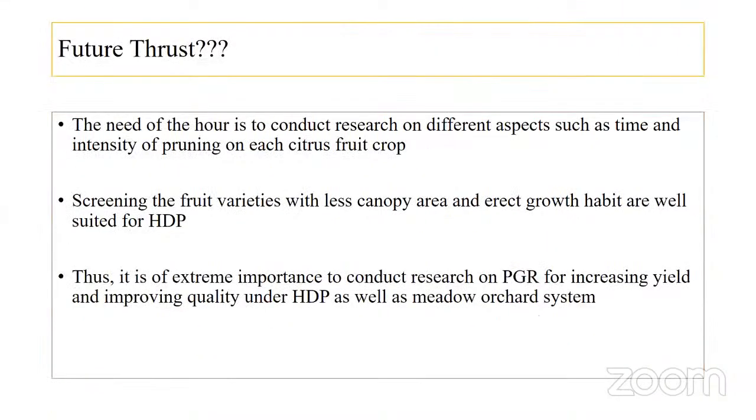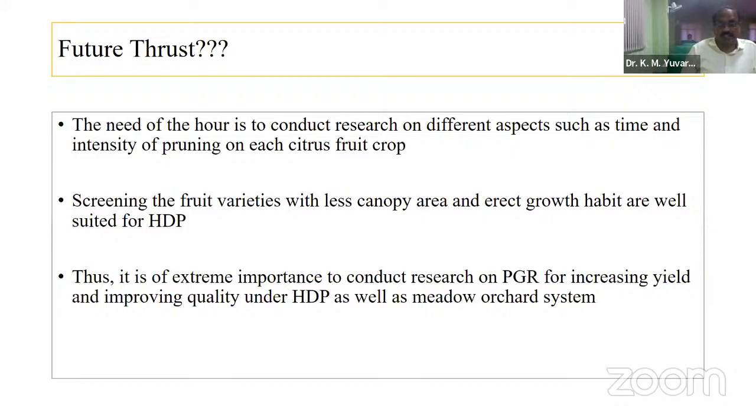There is a lack of research on altered high density planting and canopy management in citrus. There are some research institutes like NRC Nagpur, the National Institute for Citrus. They are doing some work on acid limes, mandarins and sweet oranges. Again, there is scope where there is a need.